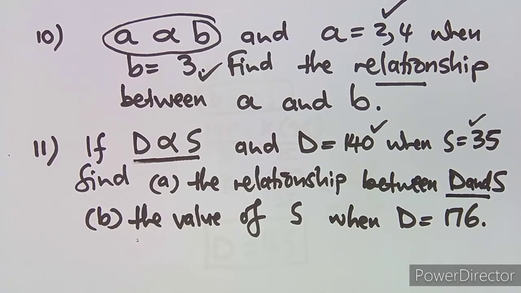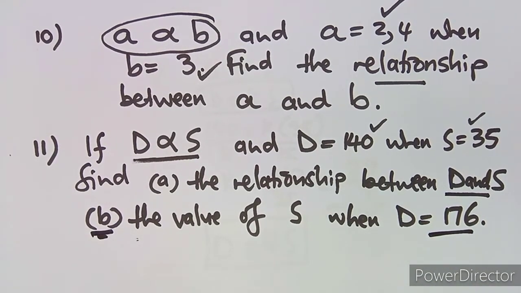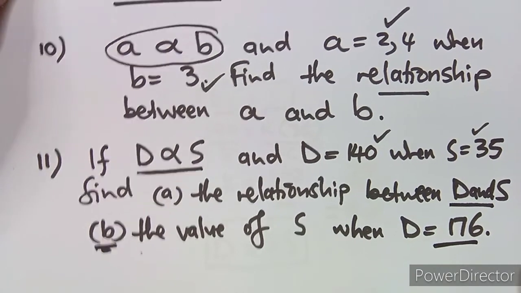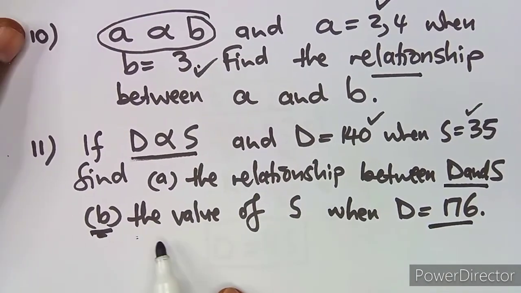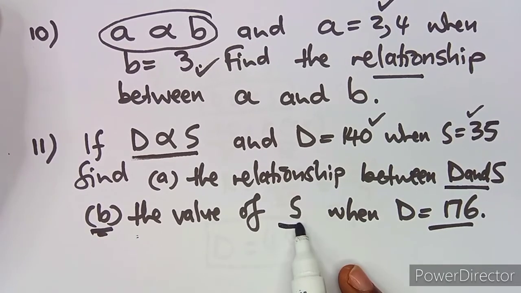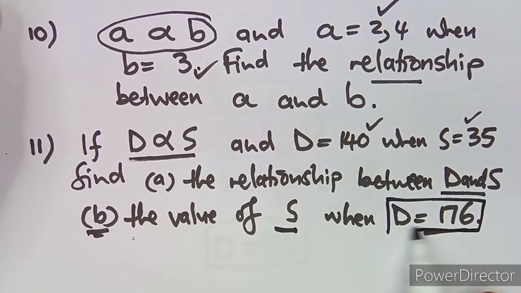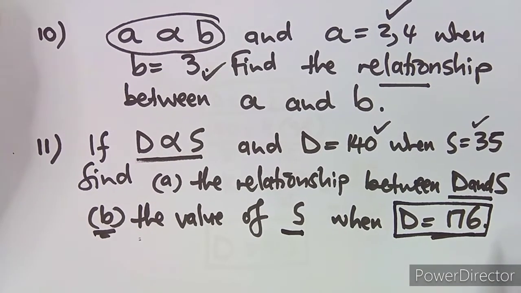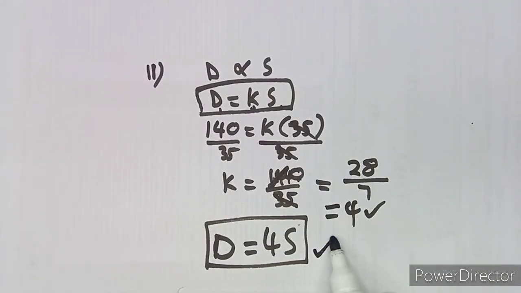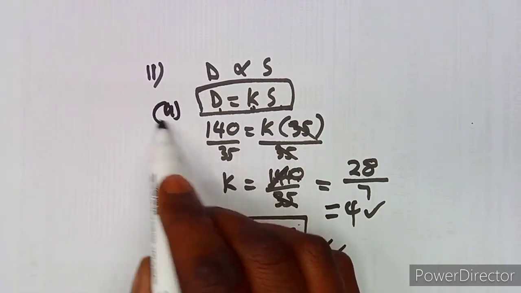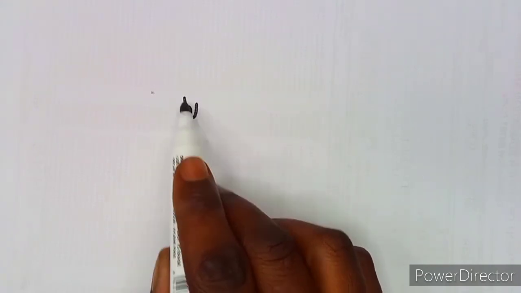So the question is, how can we calculate the value of s given a condition that d is equal to 176 on item b? It's a continuation of this question. You want to find the value of s when you are given the value of d. So it's not like you're going to start another equation again. You're going to continue from the equation that you have now, which was on item A. So this is your item B, and you have to write this part from item A down again.